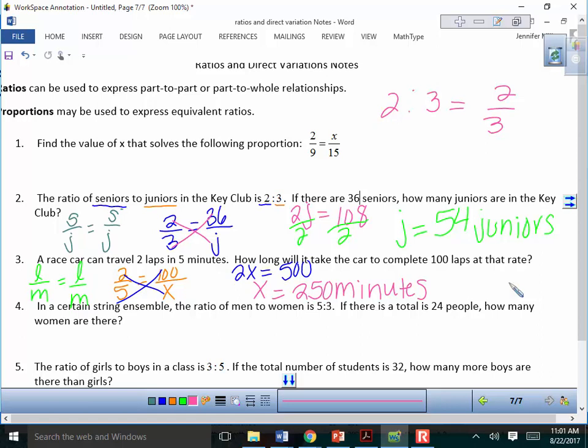What part are we talking about here? How would you describe the part? Women. Women are the part, so we're comparing women. Guys, this is different, so you want to listen to this one. Women to the total, right? Okay, now over here, does the 5 represent the women, or does the 3 represent the women? The 3 does. So remember, okay, let's do this. So 3 over the total.